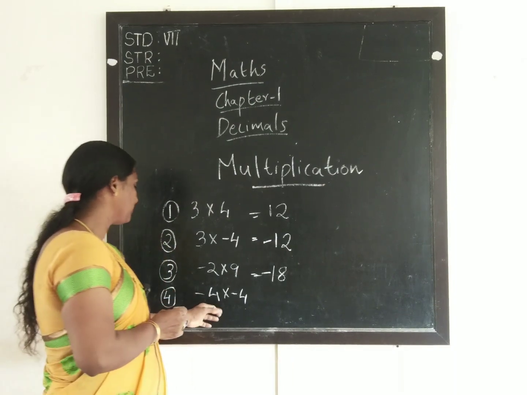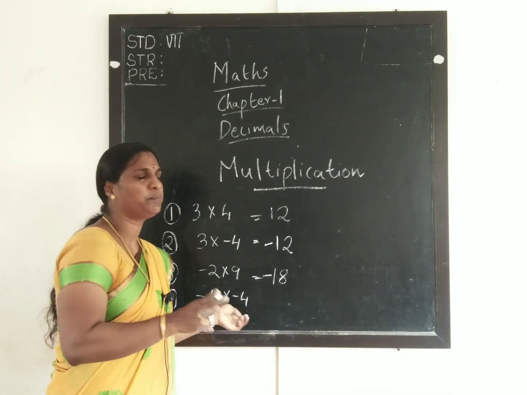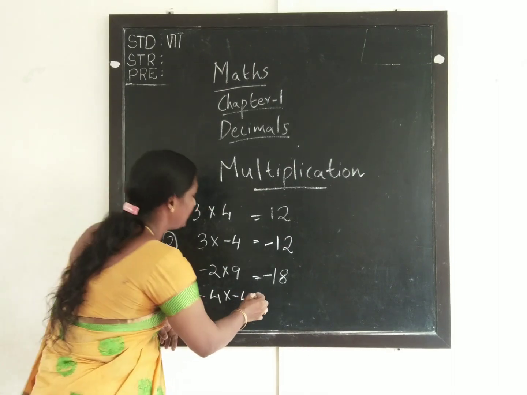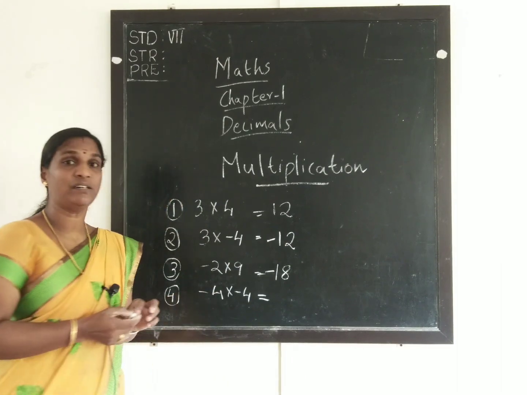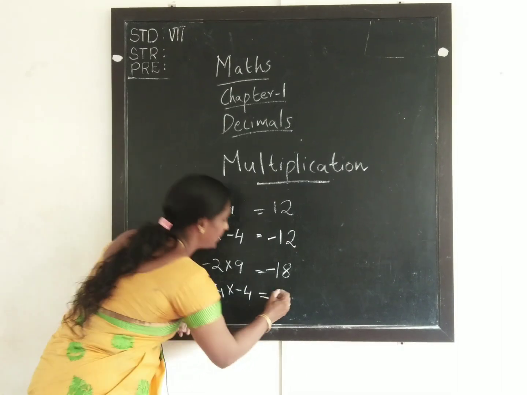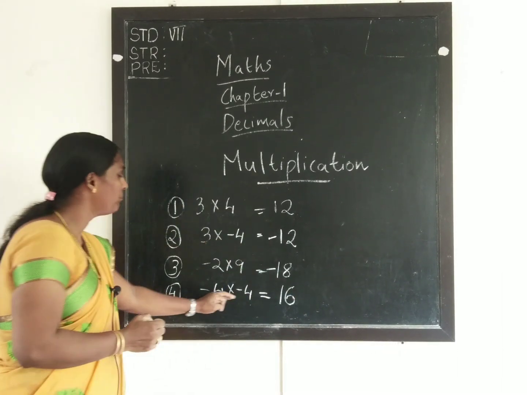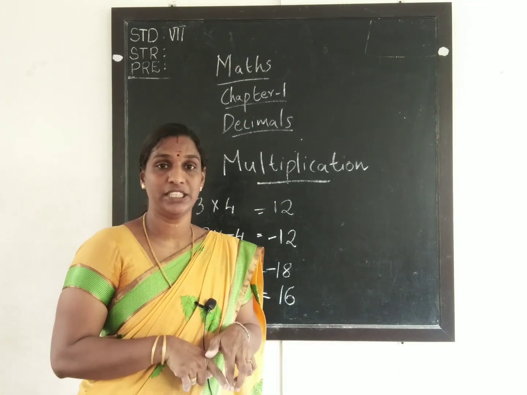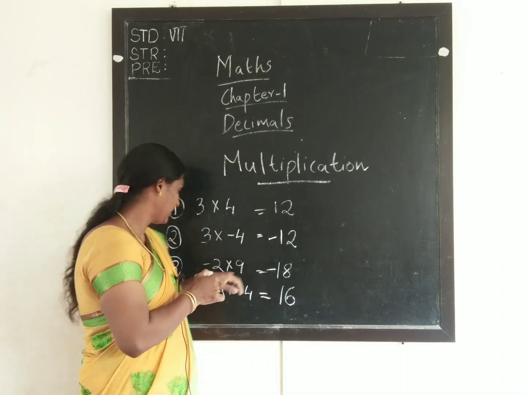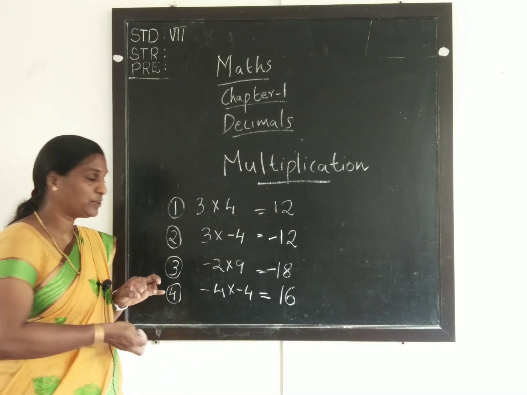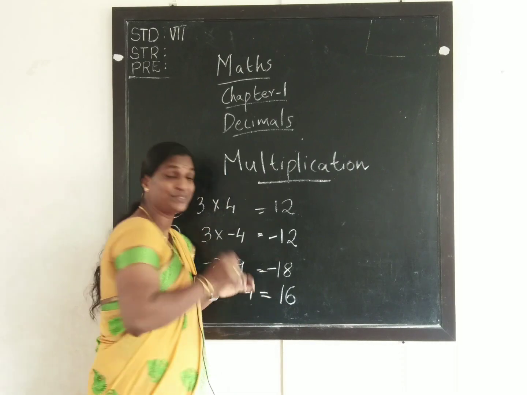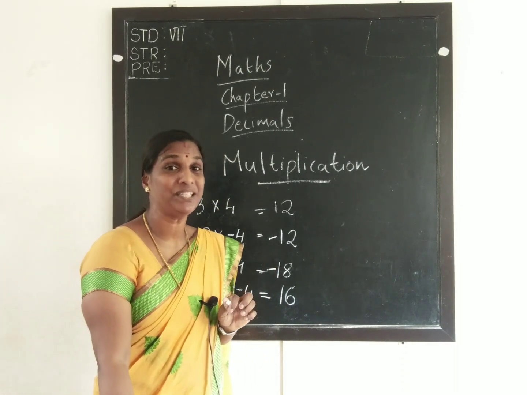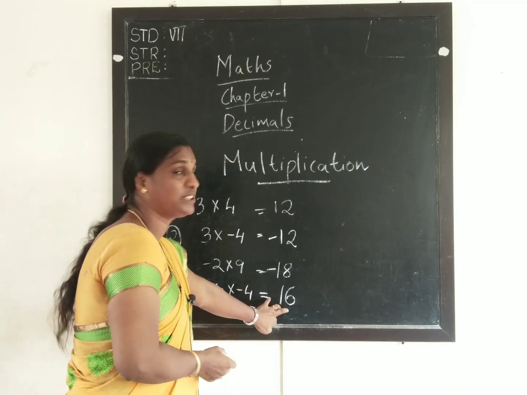And the fourth, that is multiplication of two negative integers. Multiplication of two negative integers, we multiply the numbers, 4 into 4, that is 16. You write the answer 16. And if the number contains two negative signs, it makes a positive number. So, two negative signs make a positive number. So the answer is also positive.